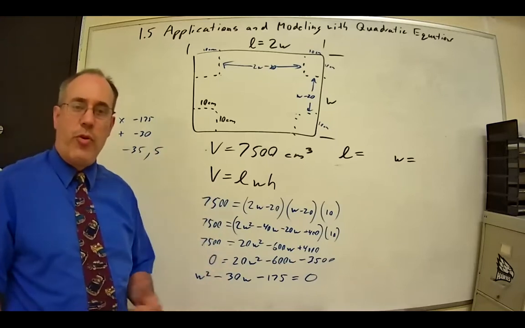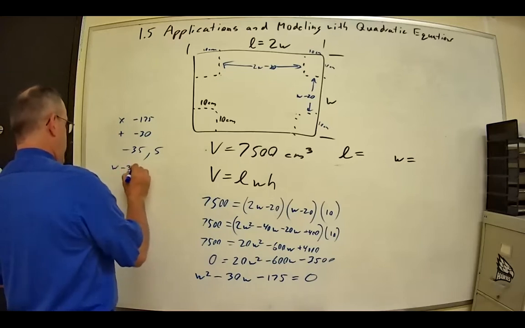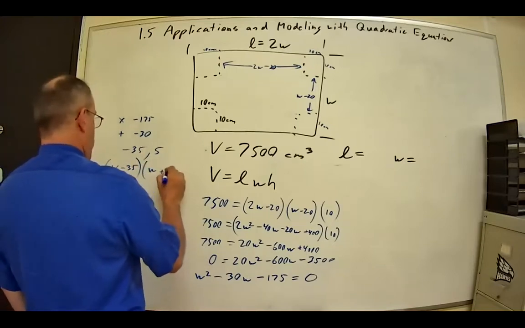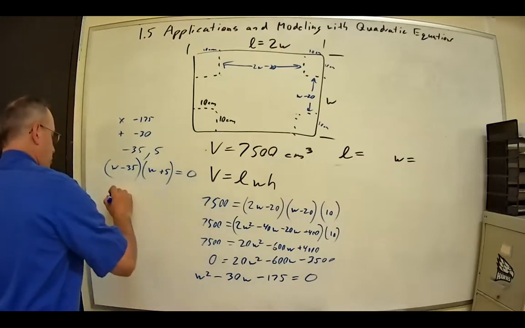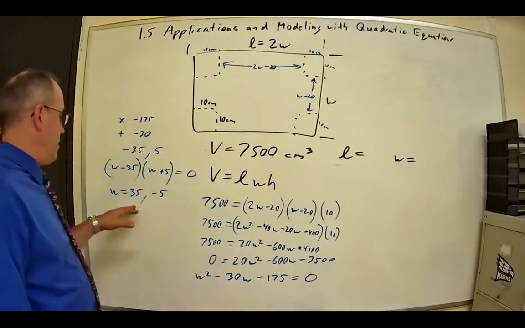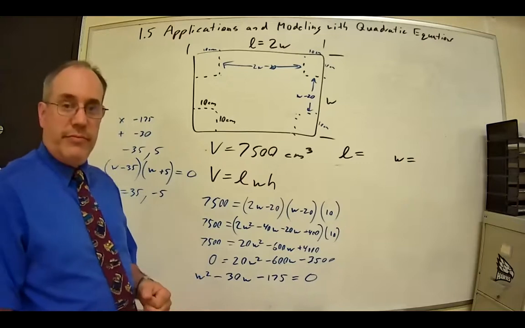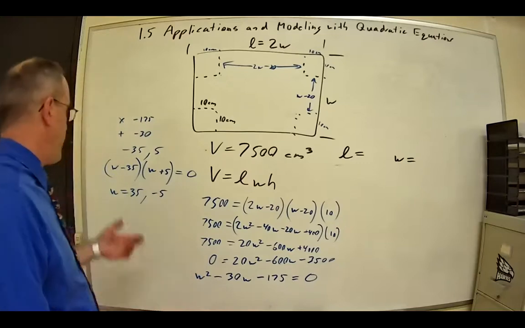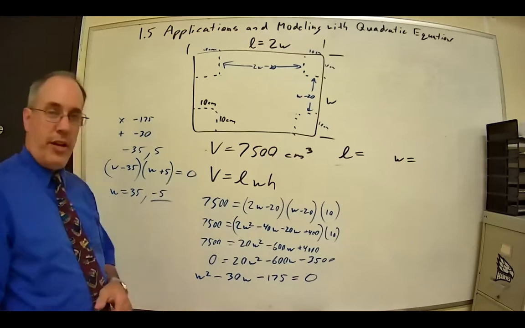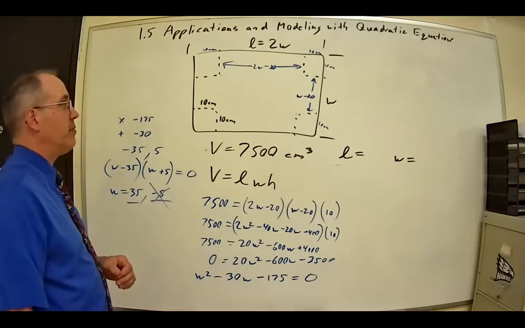Well, that saved me going through the quadratic formula or through completing the square. So I can say W minus 35 times W plus 5 is equal to 0. So W is either equal to 35 or negative 5. Okay, so we've got these two values to work with. Now we look at it and say, well, what's the possibility here? 35 and negative 5. Well, the width cannot be negative, right? That can't happen, so that's no good, which means W has to be 35.